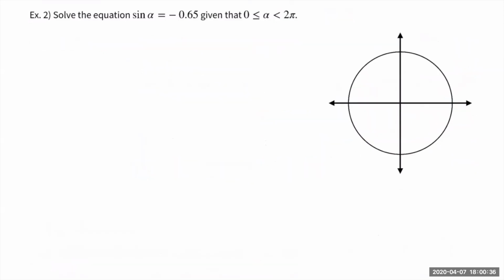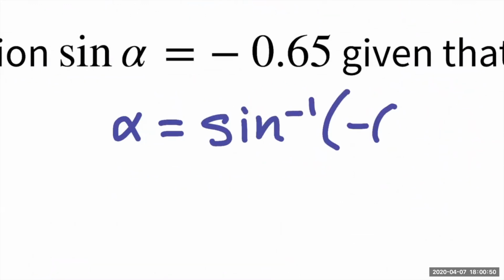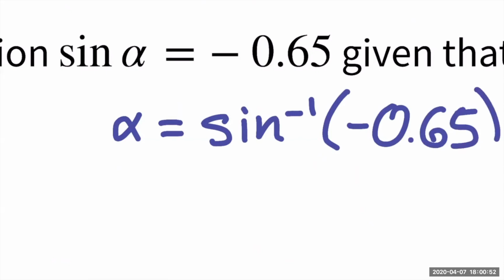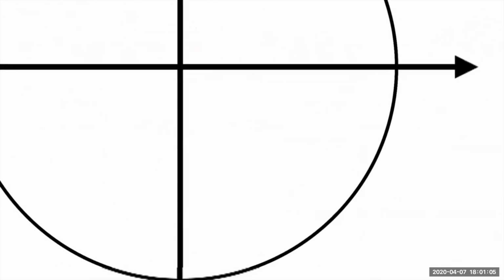All right, so let's try an example 2, and I might move just a little bit faster here on this one. All right, so sine of alpha is equal to negative 0.65. So that means that alpha can be found by doing sine inverse of negative 0.65. I will go ahead and enter that into my calculator. You find that alpha is equal to negative 0.7076.